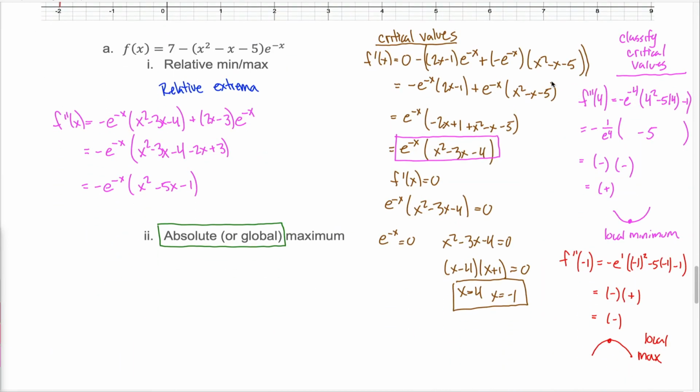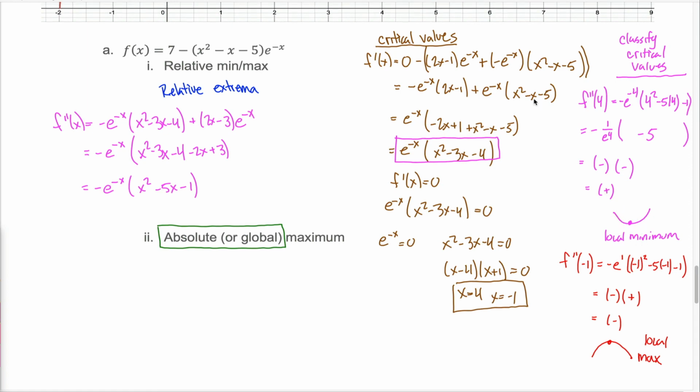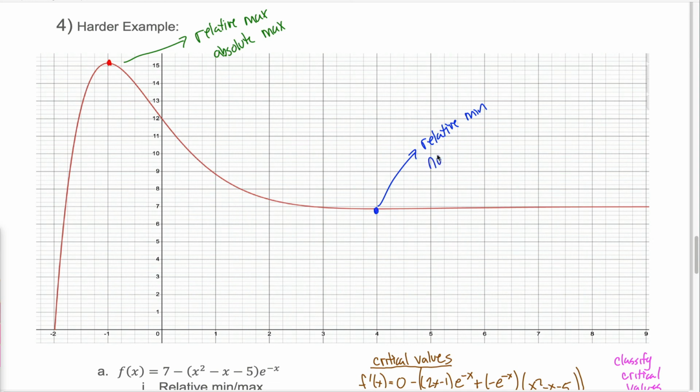We know it's a relative minimum because when we did the second derivative test at 4, we got a positive number coming out of the second derivative, so it's concave up, so it's a local minimum. But it's definitely not an absolute minimum. Why not? Because there's plenty of points, like down here, for example, that are lower than this point. There's no points higher than this point, so it's an absolute maximum, but there are points lower than this point, so it's not an absolute minimum.